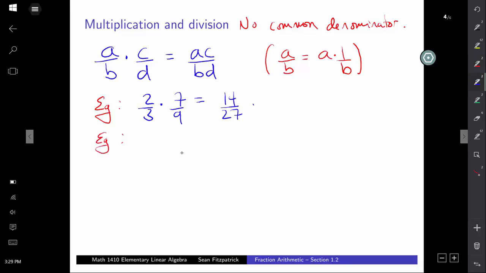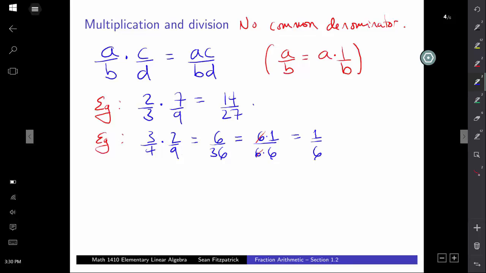Let's do one more. If I want to do 3/4 times 2/9, this is a case where you can just go ahead and do it the same as before. You can say 3 times 2 is 6. You can say 4 times 9 is 36. But now, of course, the fraction that you get here is not reduced. You can, if you want, say this is 6 times 1 over 6 times 6. And then you can cancel these 6's and simply write it as 1 over 6.